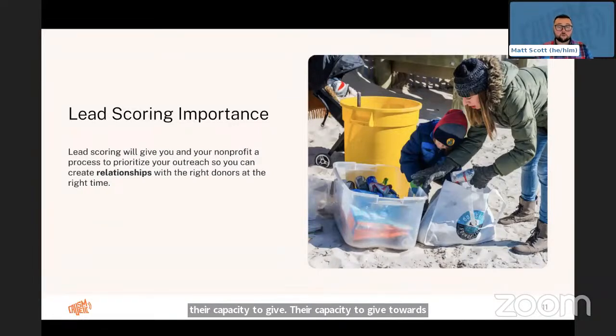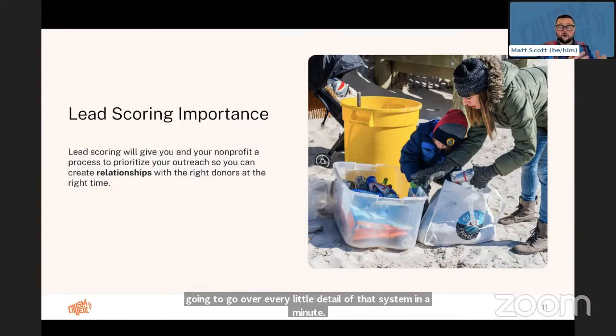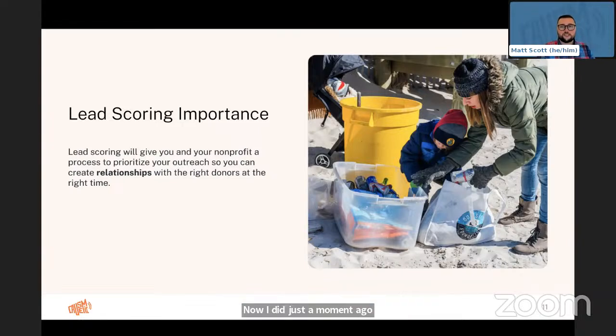Lead scoring aims to really simplify the process of identifying which donors your major gift officers should connect with, through the use of strategic scoring systems. And we're going to go over every little detail of that system in a minute. Now, I did promise a moment ago that there is some technology that can make this process more effective and save you time. That technology is called predictive lead scoring.